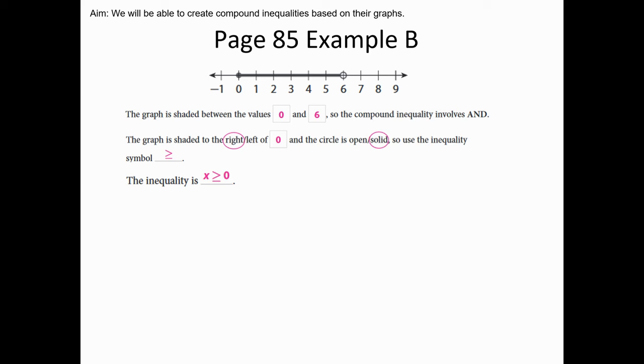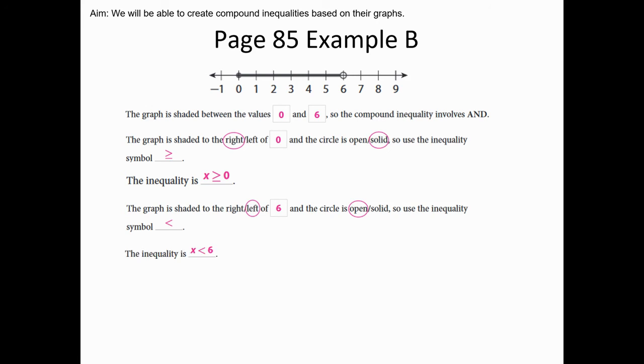But for the 6 situation, notice how this shaded area is to the left of the 6, and the circle is open, so we're not going to have a line underneath it. And now we're going to use the less than symbol because x is less than 6. So the answer is x is greater than or equal to 0 and x is less than 6. And if you prefer representing it in two different inequalities with "and," totally fine. Go with it, guys. You won't lose any points for that.